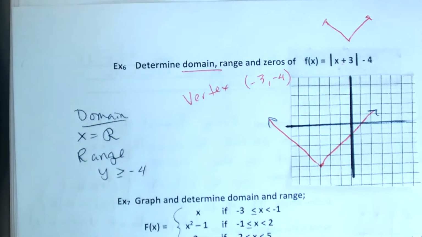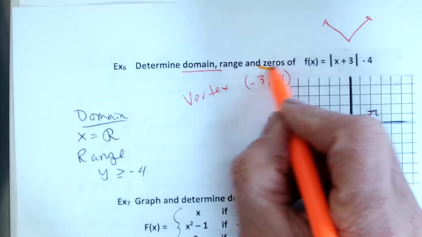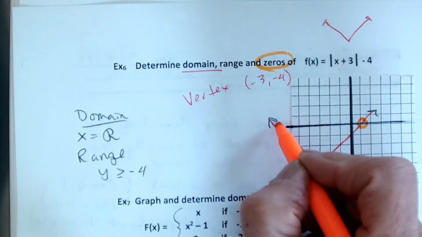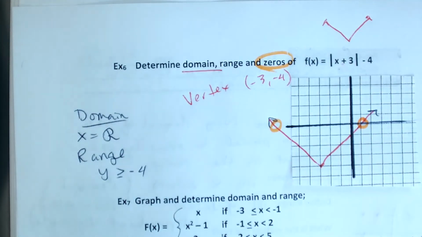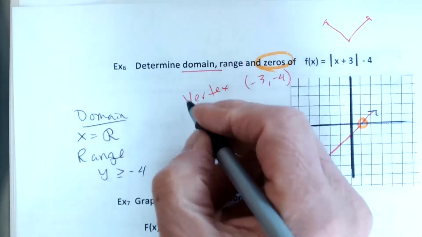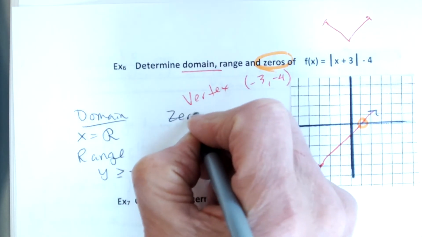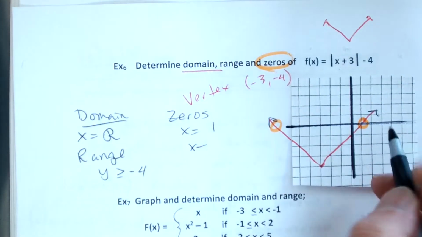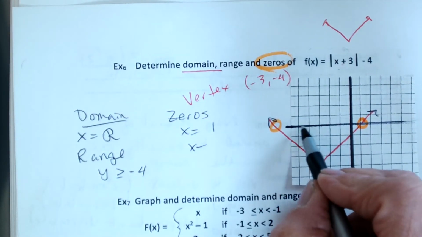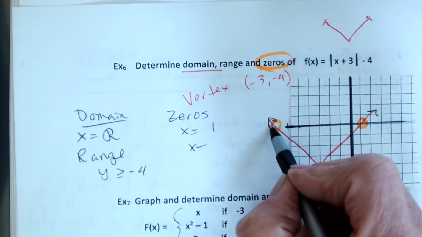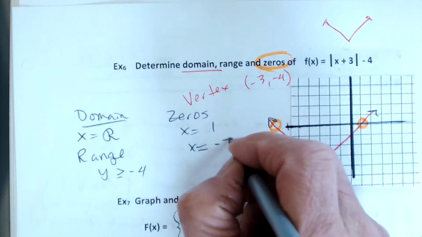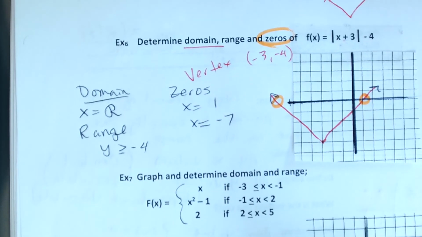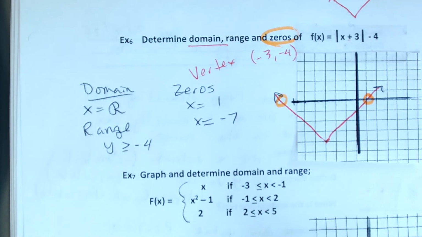My zeros are here and here, okay? So my zeros, x equals 1 and x equals, let's see, what is this? 1, 2, 3, 5, I think 6, 7. Isn't it 7? I think it's 7, -7. Okay? How am I doing?